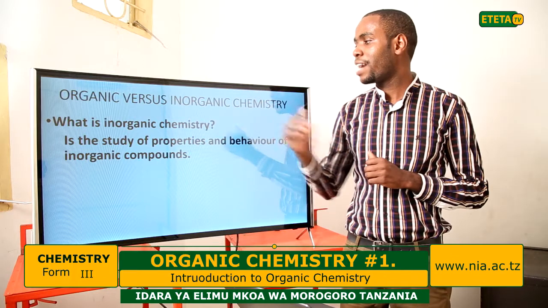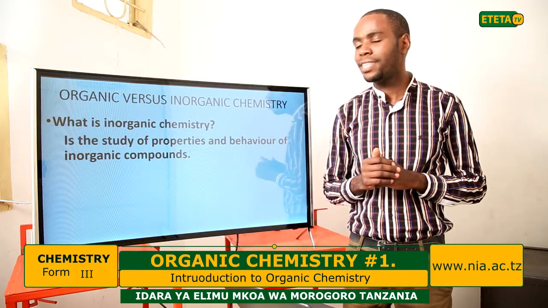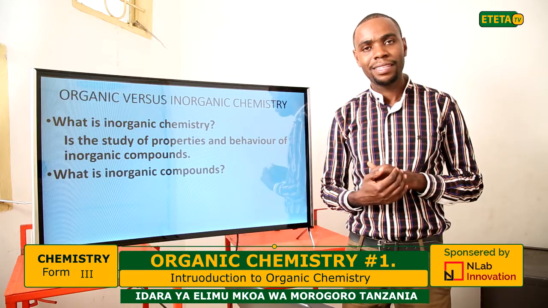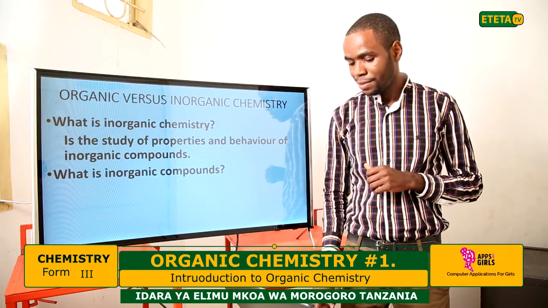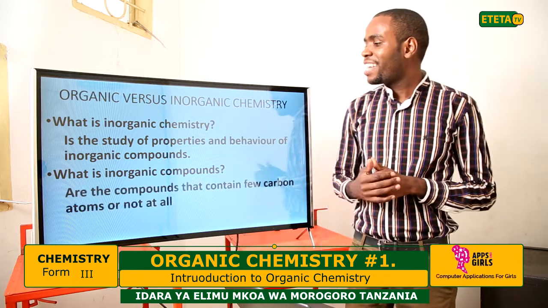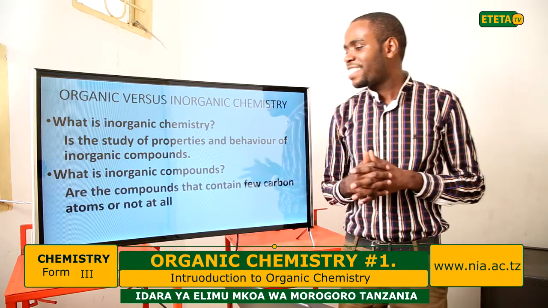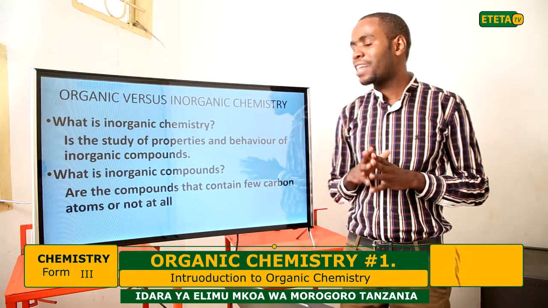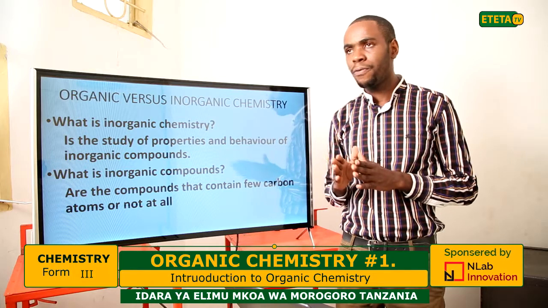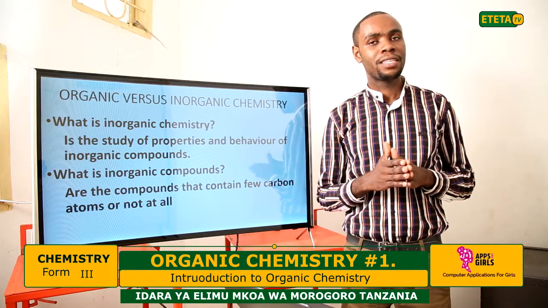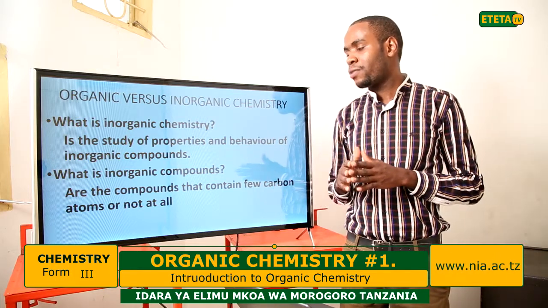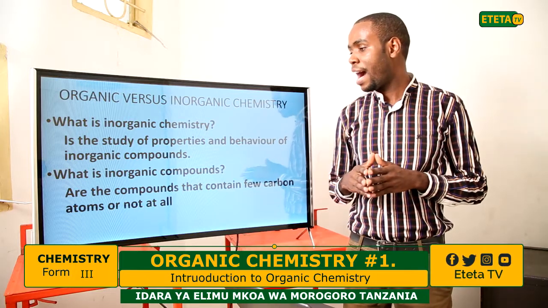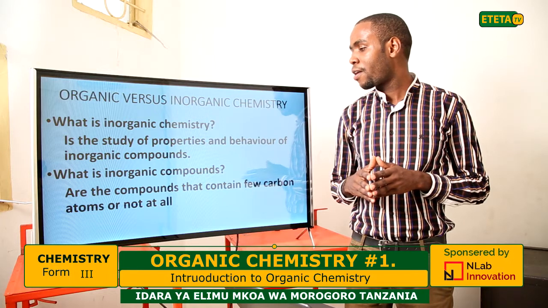This is inorganic chemistry. Now, what is inorganic compound, students? Okay. Inorganic compounds can be defined as the compounds that contain few carbon atoms or not at all. I mean, there are few which contain few carbon atoms, while there are others which do not contain carbon atom. Now, these are inorganic compounds.